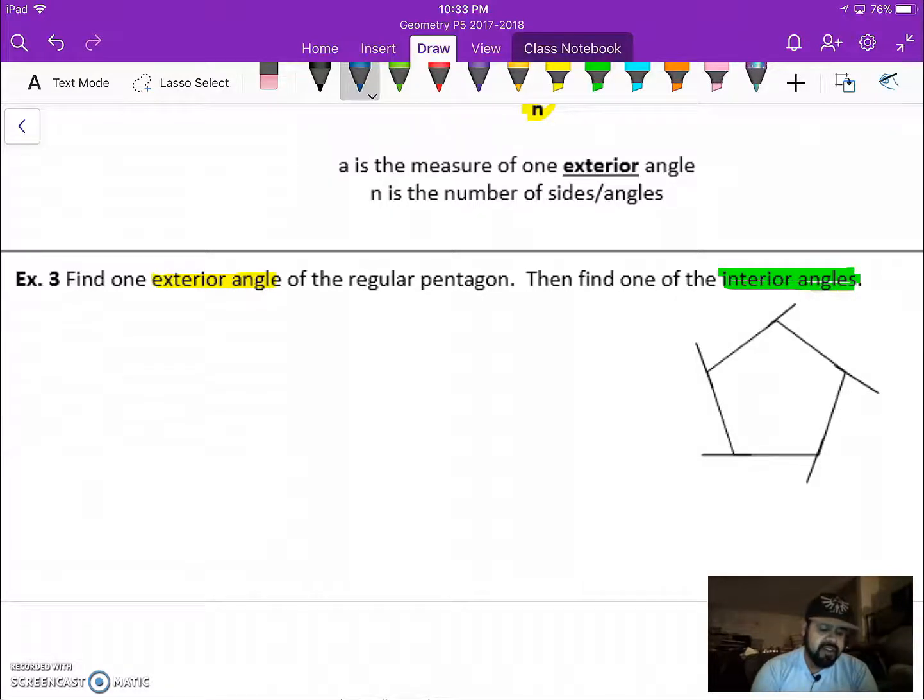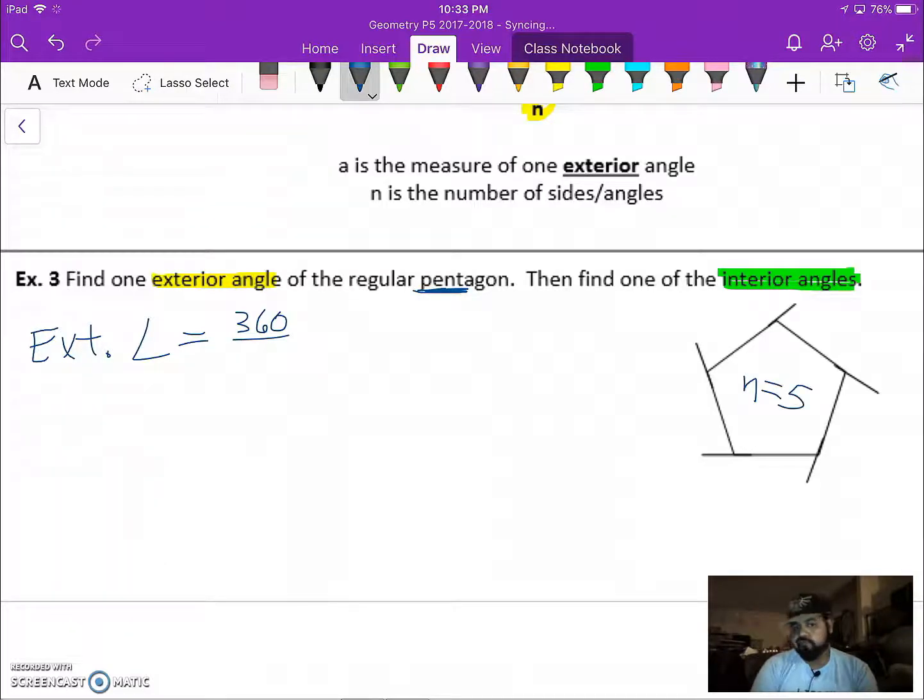All right, so the exterior angle, remember we said was 360 divided by the number of sides I have. Well, since I have a pentagon, that means n equals 5. So, 360 divided by 5, I believe that gets you, what do we say, 72 degrees? Something like that.